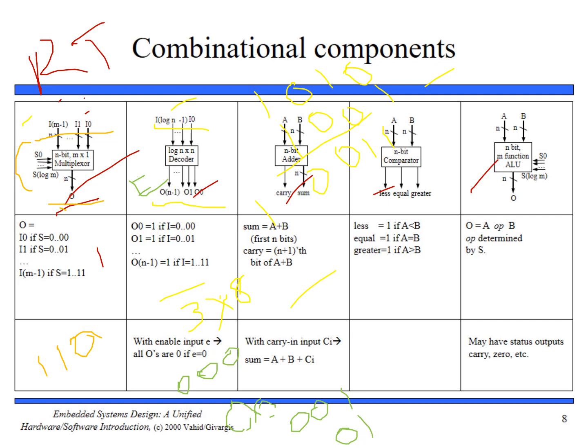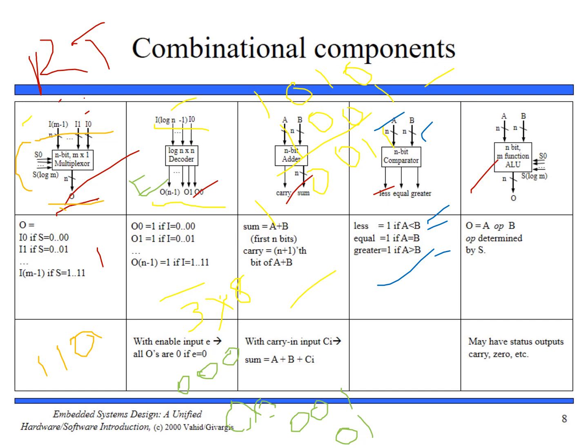Okay, now next is comparator. This is our comparator. A comparator compares two n-bit inputs A and B. These are n-bit inputs, generating outputs that indicate whether A is less than, equal to or greater than B. So if A is less than B, less pin will be 1. If A equal to B, equal pin will be 1. And if A is greater than B, greater pin will be 1.